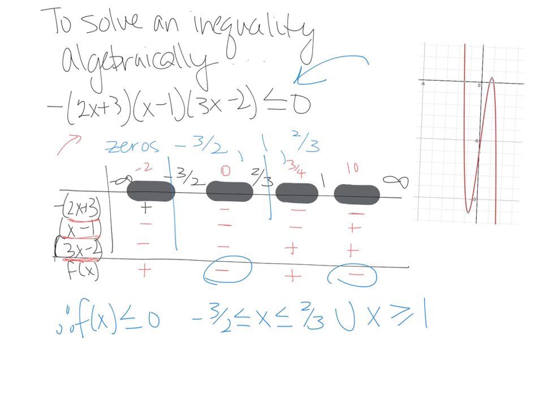I've included the graph so that I can verify that I've got the correct answer. Our function is less than or equal to 0 anywhere it's below the x-axis. So that would be between -3/2 and 2/3, this first interval, and then also after 1. You can see it's below the x-axis in those points. Good luck.